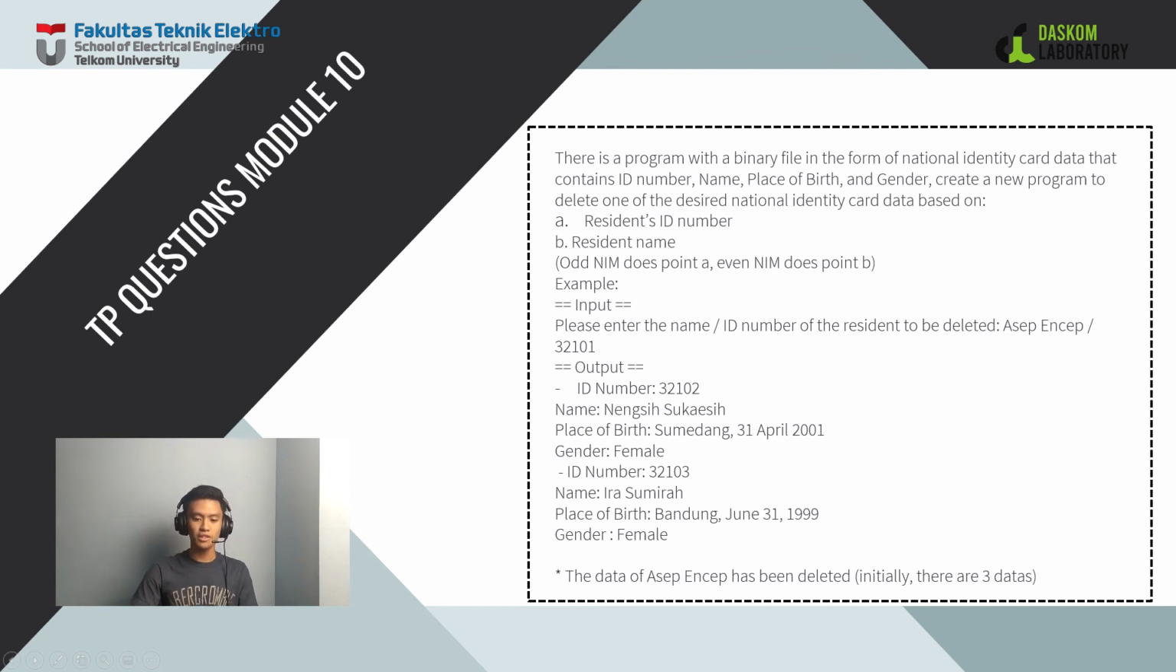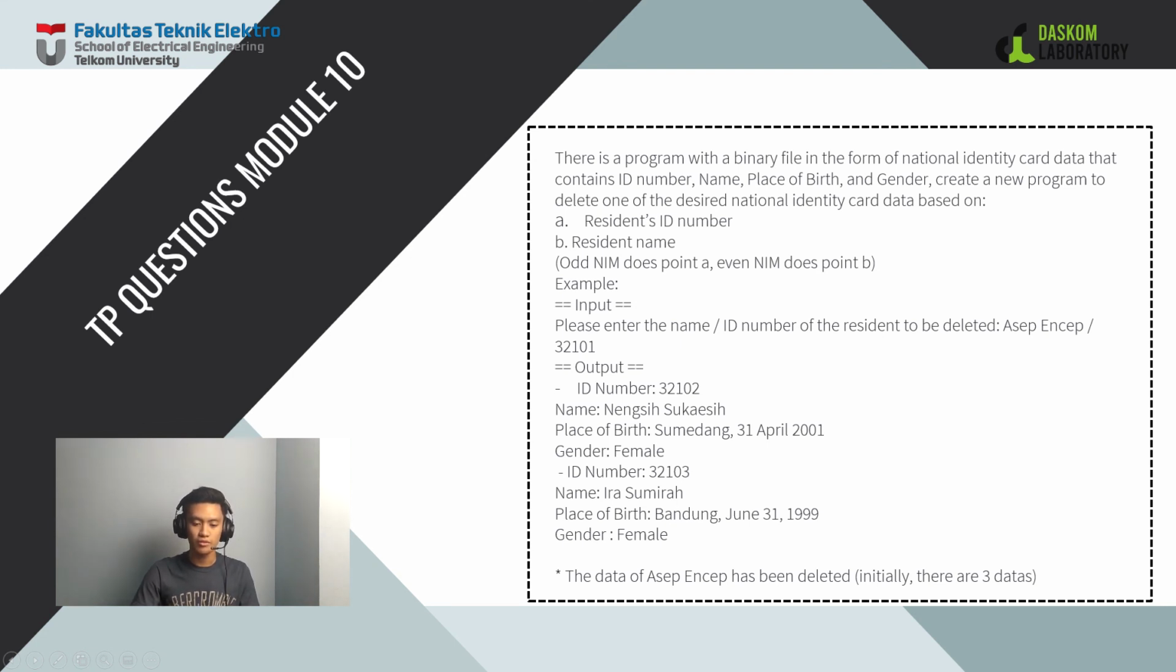For example, I have a file that already has 3 data. The first ID number is 32101 with the name Asep Encep. The second ID number is 32102 with the name Nengsi Sukaisi. And the last ID number is 32103 with the name Irasumira. The odd name does point A, so you can input the ID number that you want to be deleted. For example, I want to delete the first data, so I input 32101. Then the output will only be 2 data without the data with the name Asep Encep.